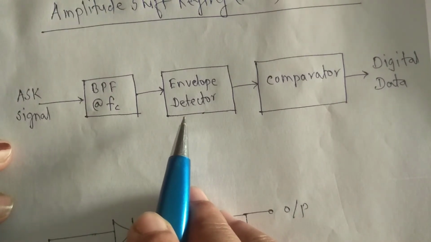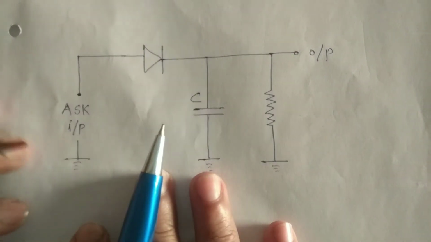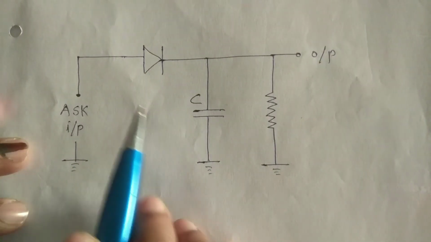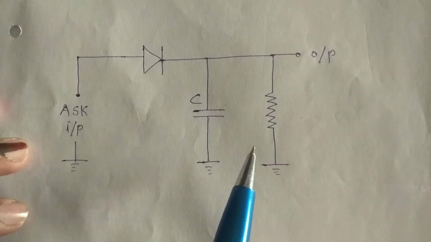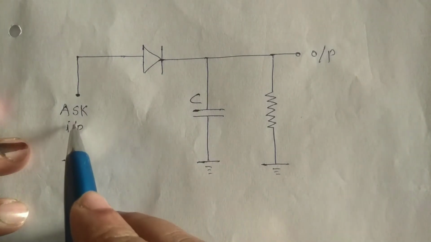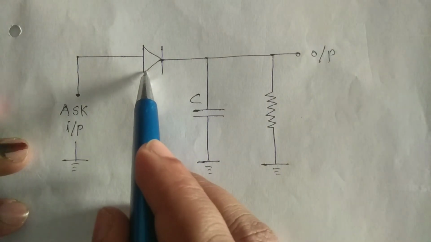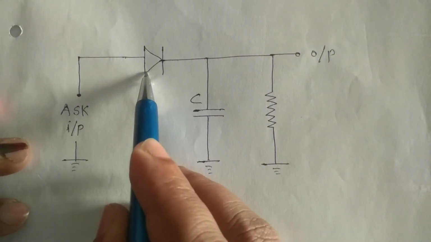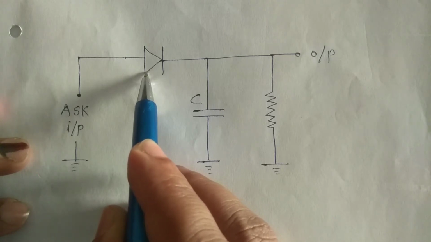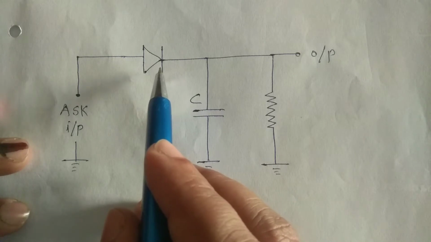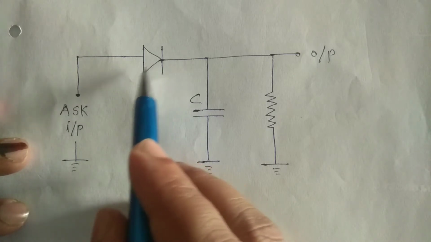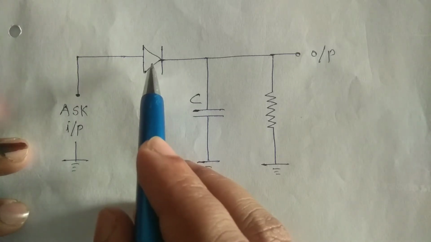So what actually is an envelope detector? The envelope detector consists of one diode, a capacitor, and a resistor. When we give the ASK signal as input to the diode, as we know, a diode is a unidirectional device. So whenever there is a positive cycle, at that time this diode will be forward biased, and for the negative cycle this diode will be reverse biased.